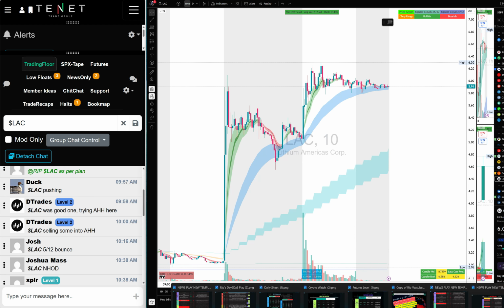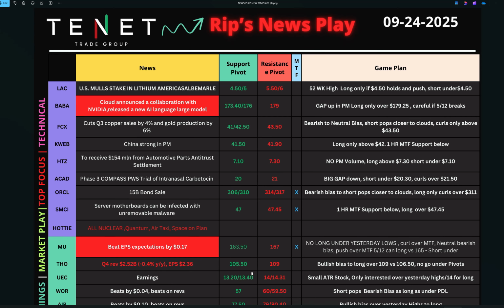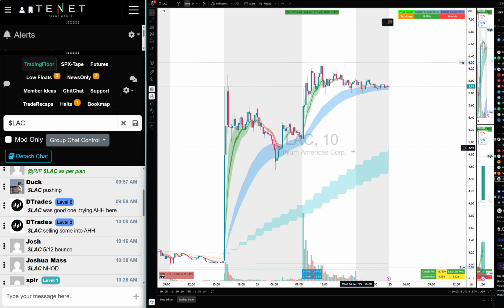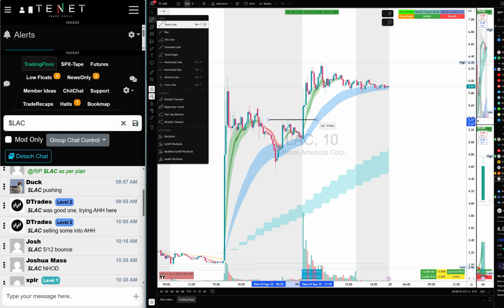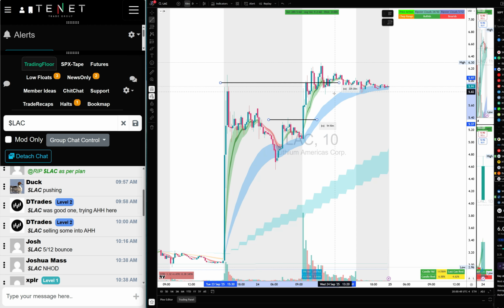The LAC plan was pretty simple. The plan on LAC was a 52-week high, long over 450, holds, and push. I also like the 5 psychological level. That's one of my teachings. It already pushed over 450, but at the open, the 5 psychological level was such an easy setup. It's bouncing from 5. You put your stops under 5. You take it long, and you take it over the pre-market highs, hold it. You could easily make $1 here. This was a 5 psychological level trade. I teach it again and again.